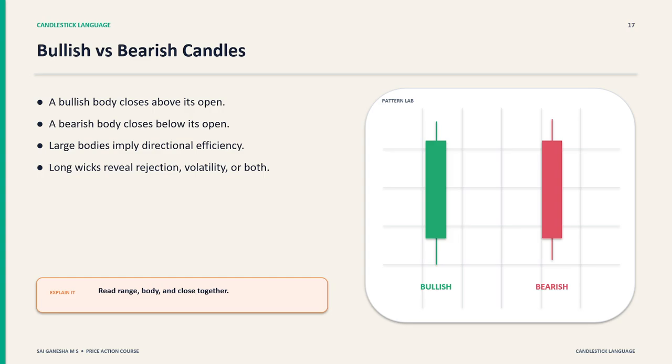A red candle may have a longer lower wick, which tells us that price moved down, but buyers reacted and pushed it back before the candle closed. And this is why we read the body, the wick and the closing position together. Don't just think green means buy and red means sell. If trading was that easy, everyone would be profitable.